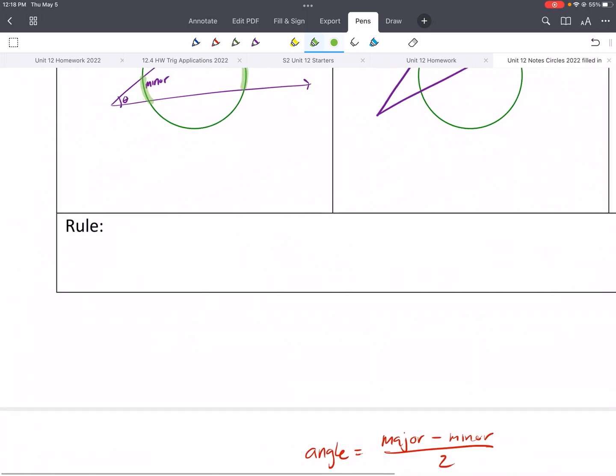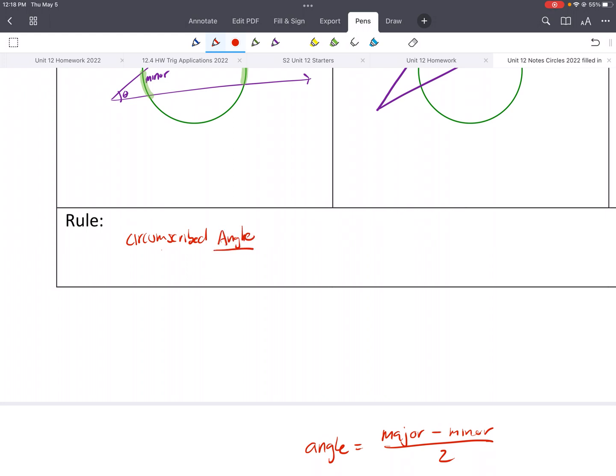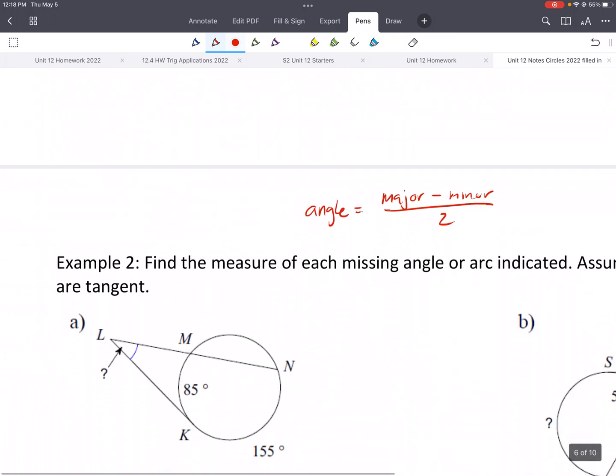So here's the relationship. And I have it actually there on the bottom, but we'll write it here too. So we have the circumscribed angle, and you could probably just write angle. So the angle is equal to the major minus the minor arc, and then we divide it by 2. So that is the relationship if we're trying to find the angle or if we're trying to find one of the arcs. So let's do a couple examples.